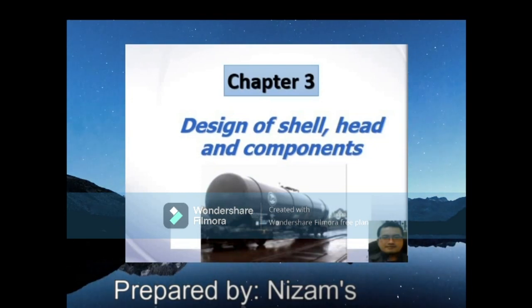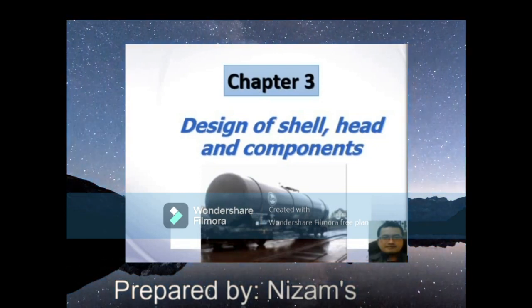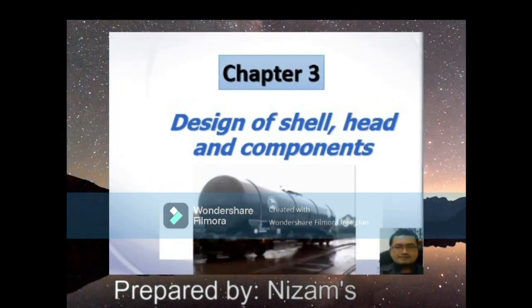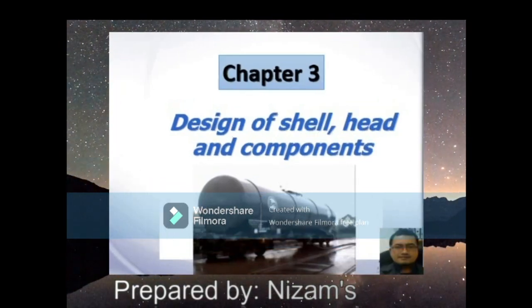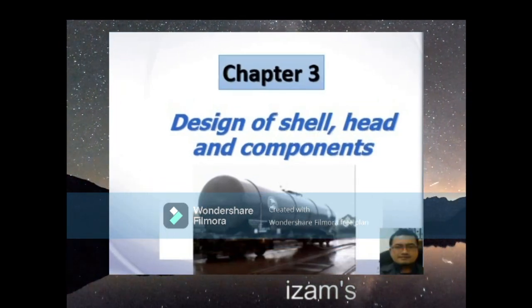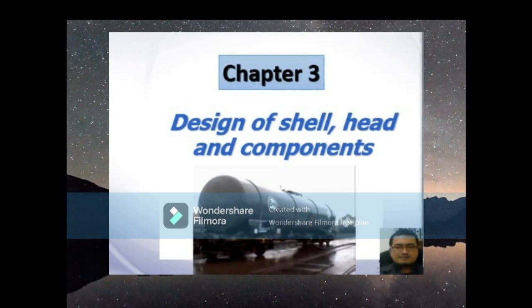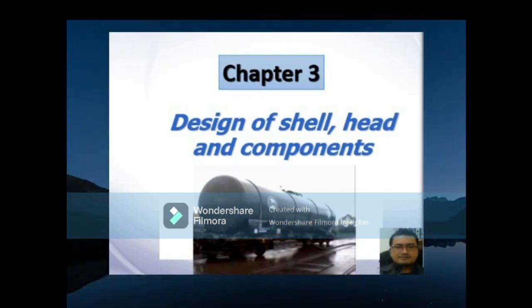Chapter 3. Design of shell, head, and components. The shell is the primary component that contains the pressure. Pressure vessel shells are welded together to form a structure that has a common rotational axis. Most pressure vessel shells are cylindrical, spherical, or conical in shape.